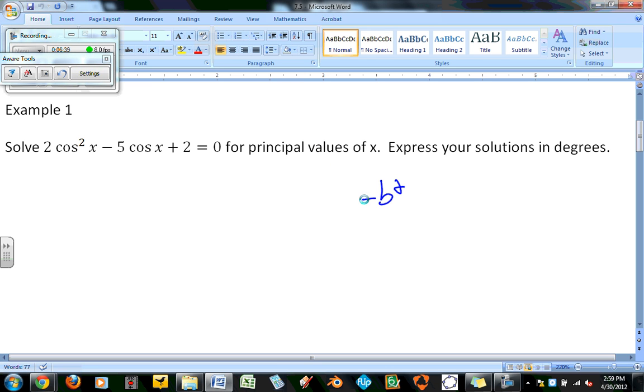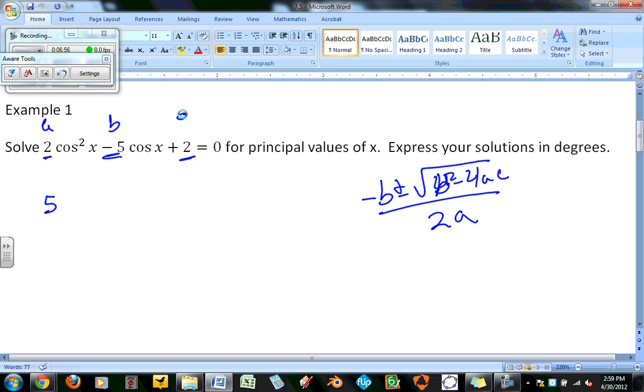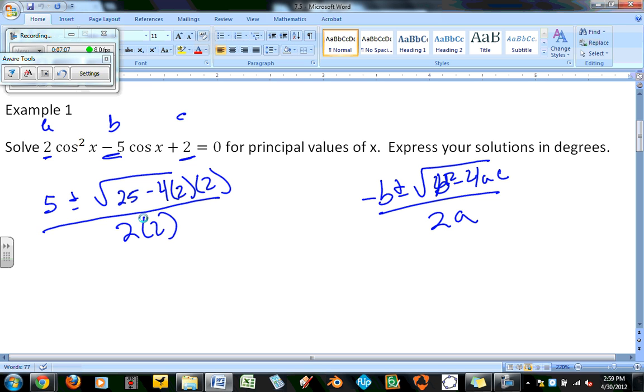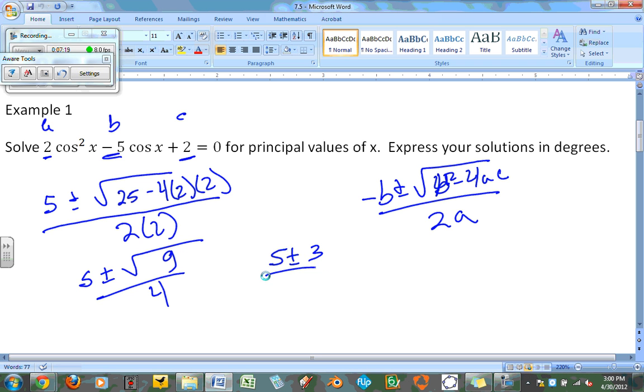Remember, it's negative b plus or minus the square root of b squared minus 4ac, all over 2a. And remember, then we're just dealing with the coefficients, right? So it would be positive 5, because that's b. This is a, and this is c. Plus or minus the square root of b squared, so 25 minus 4 times a, which is 2, times c, which is 2, all over 2 times 2. All right, so this is 25 minus 16. So I have 5 plus or minus the square root of 9 all over 4. The square root of 9 is 3, so 5 plus or minus 3 all over 4.